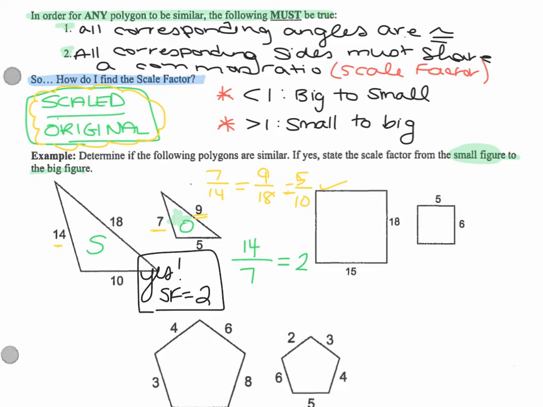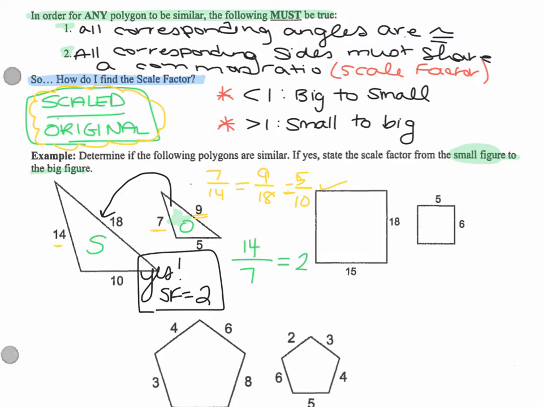If you were to tell me my scale factor was 1/2, that would be wrong because I'm going from the small figure to the big figure. So another way to think about it is if I'm starting at the small figure, how do I get to the big figure? Well, all I have to do is multiply by 2, which is why that's my scale factor. Sometimes it's not as easy to see the scale factor, which is why we just remember scaled over original.